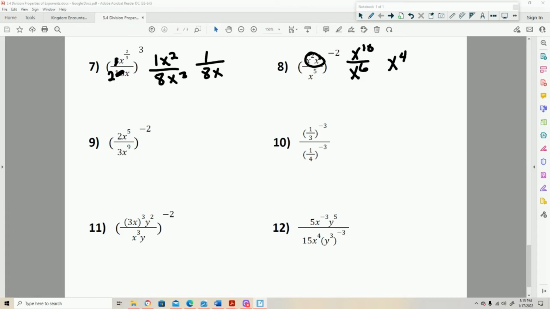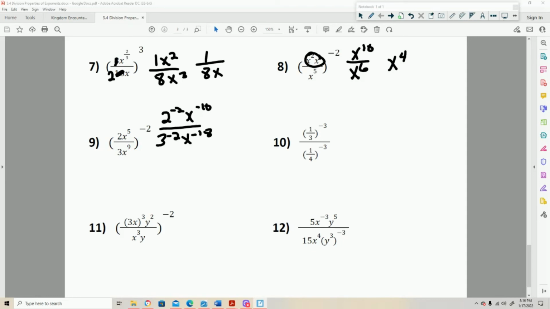Negative 2 to the negative 2 is going to be, let's go ahead and just write it down like this first. There are a couple of ways you can do this. I'm just doing it this way. Negative 2 times 5 is negative 10. 3 to the negative 2 on the bottom, and x to the negative 18 when I multiply that.